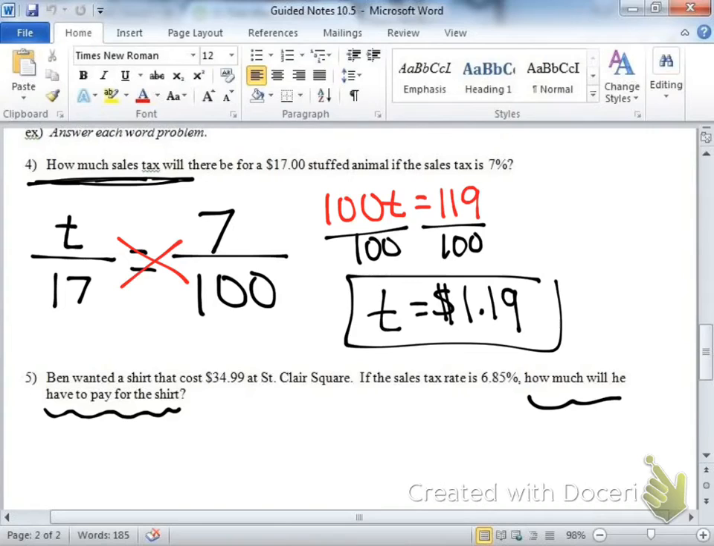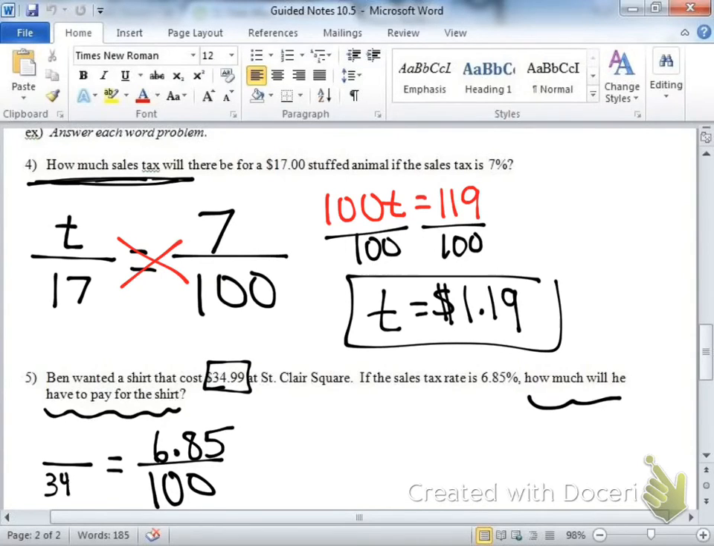Alright? So next one, this is about Ben. Ben wants to buy a shirt that is $34.99. The sales tax rate is 6.85. So 6.85 goes above the 100 because it's the percent. Yeah, 34.99 at the bottom. The original price always goes on the bottom.